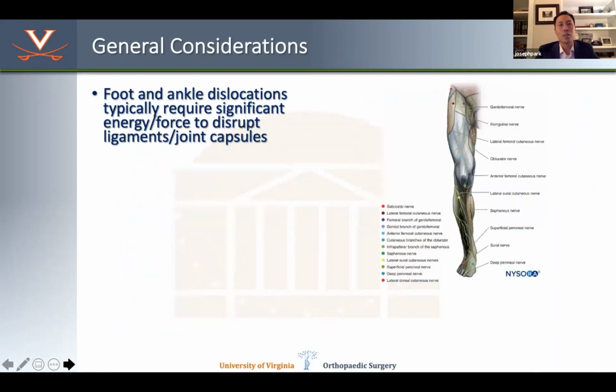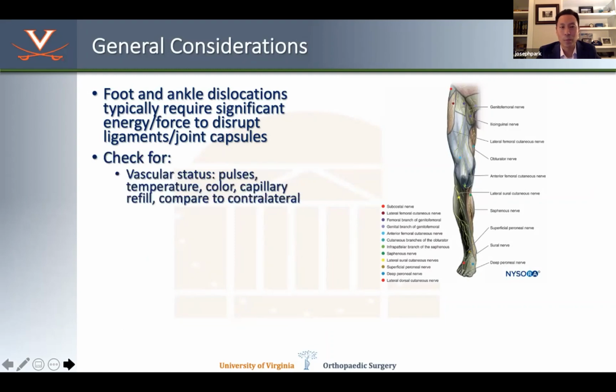And remember, these injuries typically require a significant amount of energy and force to disrupt the ligaments and joint capsules. So check for vascular status. Make sure the pulses are there, the temperature is equal to the opposite side, the color of the extremity is appropriate. Make sure it has good cap refill, and always, as I said, compare to the opposite side.